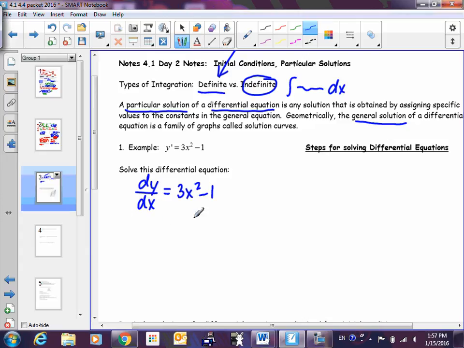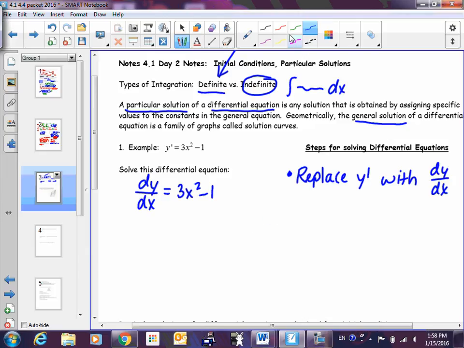And I'm going to lead you guys through a process. The first step is going to be replace y prime with dy over dx. This is going to be our process for solving these equations. And we'll get to the integration part in a minute.